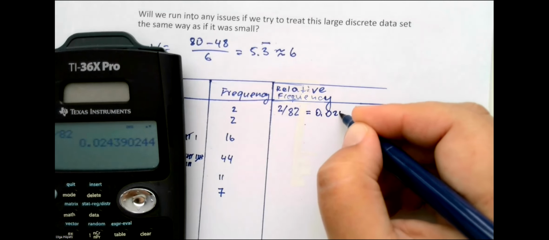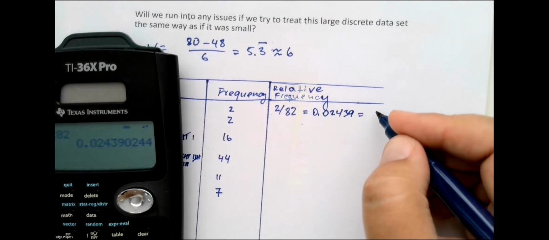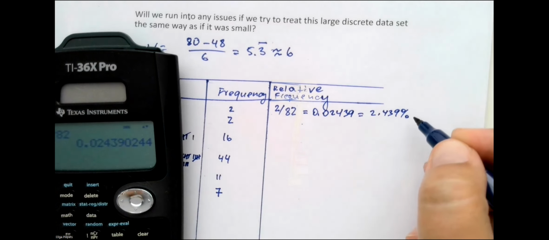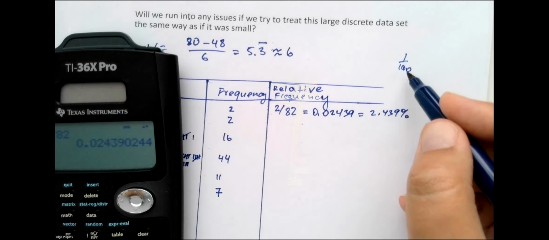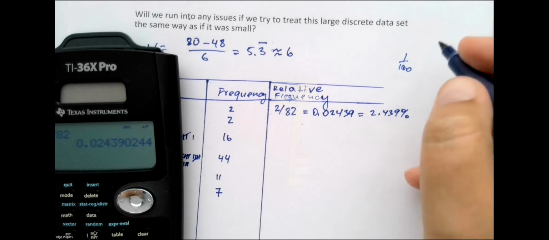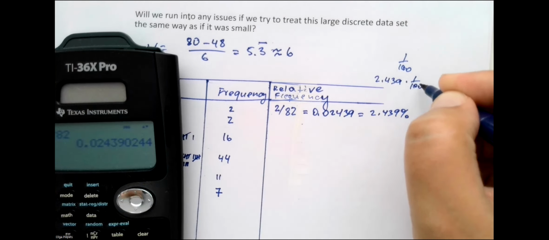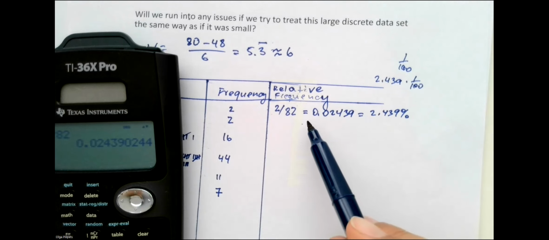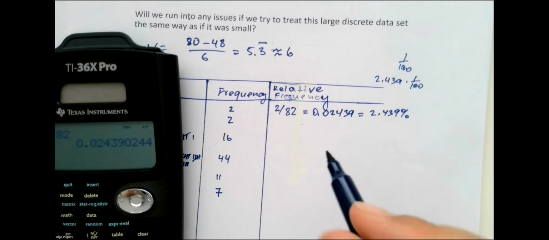That's the decimal form. And if we want to convert it to percentage, it's 2.439%. The symbol percent literally means 1 divided by 100. So it looks like I've changed it but I did not, because basically what we have here is 2.439 times 1 over 100, which will bring me back to this form. So this is the decimal form of the percent. This is using the percentage symbol.